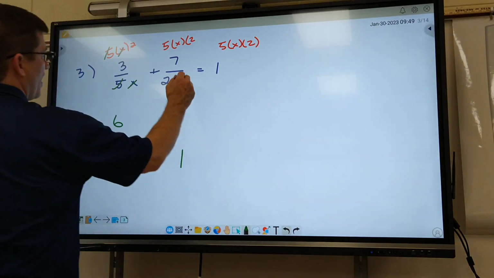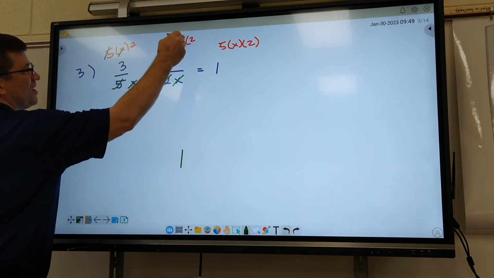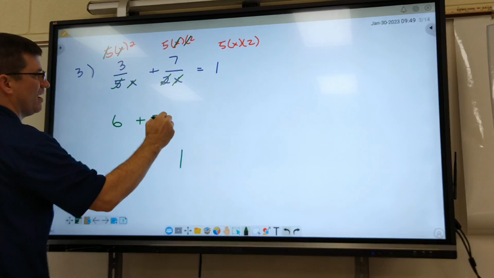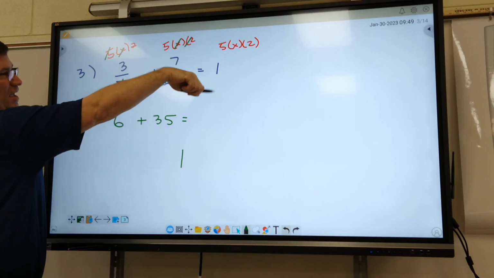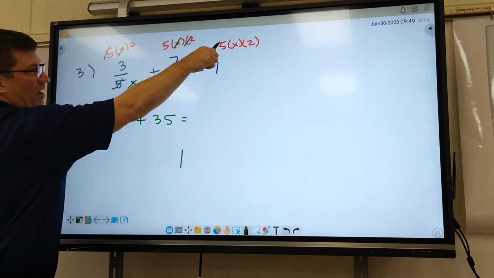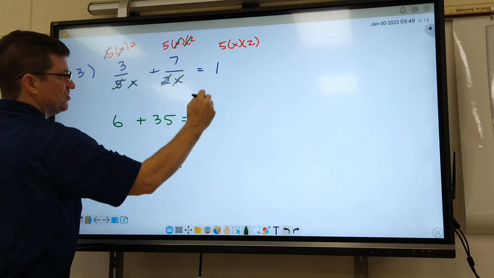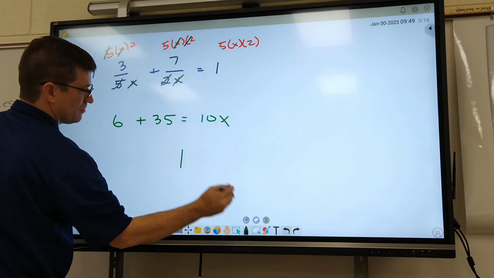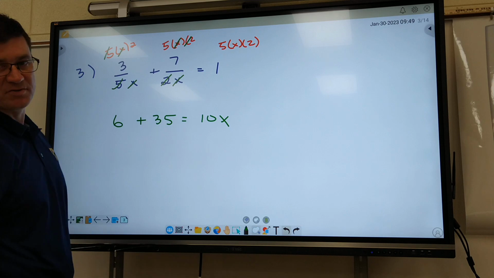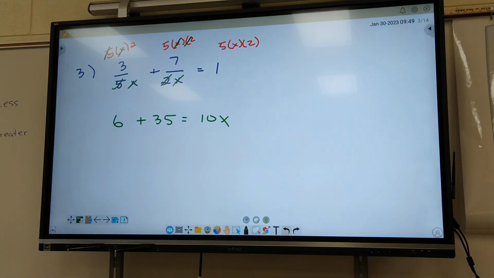All right, so on the second fraction, the x's cancel, 2's cancel, 5 times 7 is 35. Now look, nothing cancels over here, does it? So I got to multiply all that. 5 times 2, 10x. All right, give me an answer now. It should be a fraction. Let's make it a decimal.